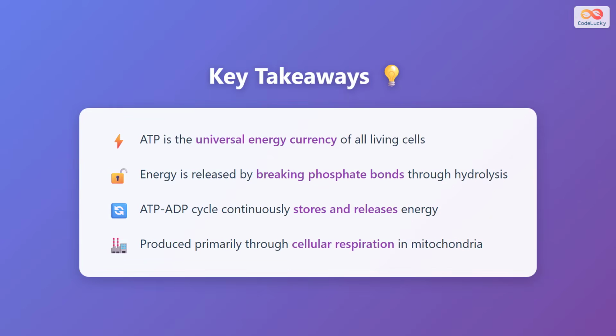Let's review the key concepts about ATP. First, ATP is the universal energy currency of all living cells, used by every organism on Earth. Second, energy is released by breaking phosphate bonds through the hydrolysis reaction, converting ATP to ADP and releasing usable energy. Third, the ATP to ADP cycle continuously stores and releases energy, recycling these molecules thousands of times. Fourth, ATP is produced primarily through cellular respiration in the mitochondria, with the electron transport chain being the most productive pathway. Understanding ATP is fundamental to understanding how life works at the cellular level.